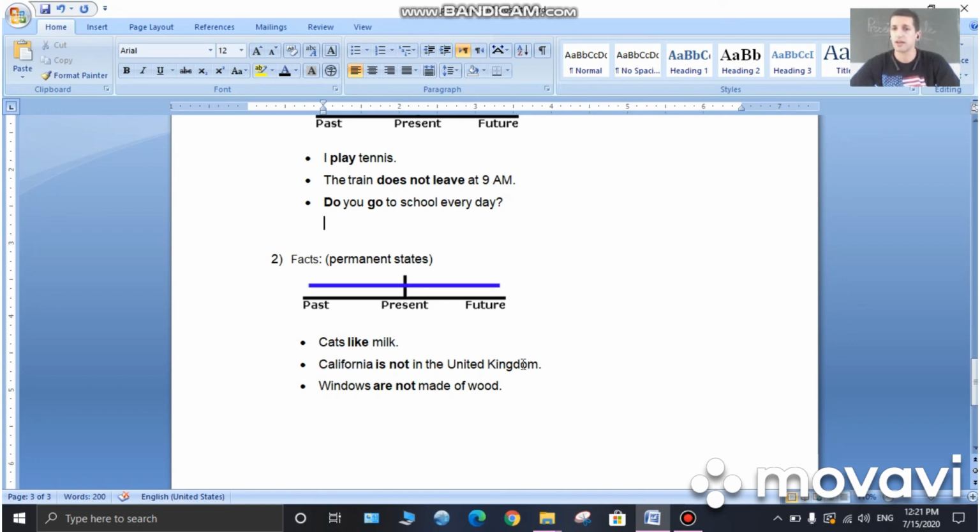California is not in the United Kingdom. So California, we all know that California is a state in the United States of America. It's not in the United Kingdom, which is Great Britain. So this is a fact in negative form. Windows are not made of wood. Windows are made of glass. So windows are not made of wood. This is a negative sentence that refers to facts.